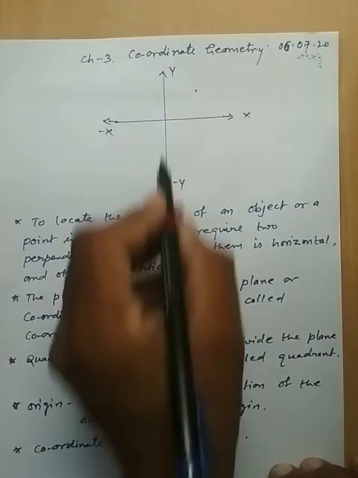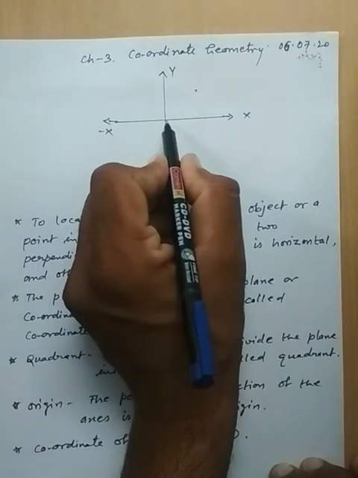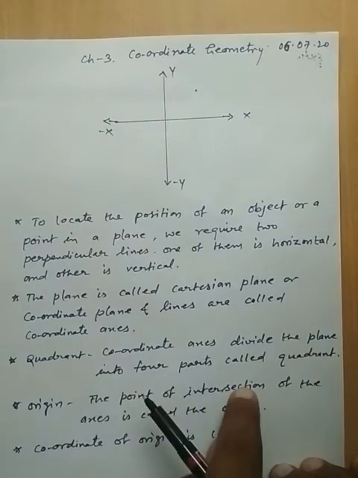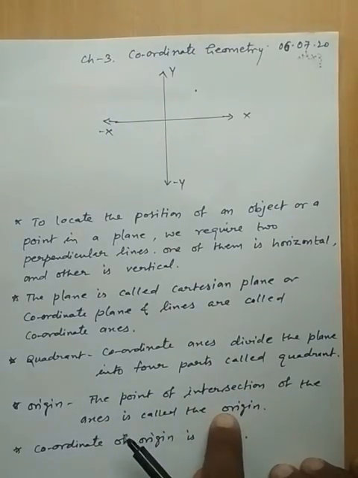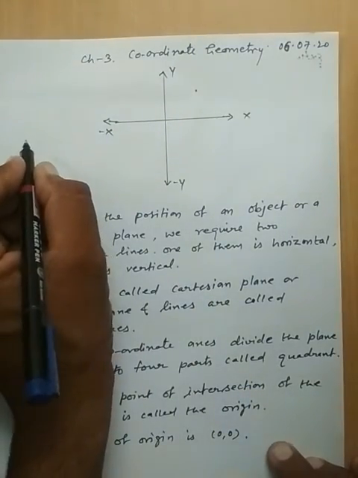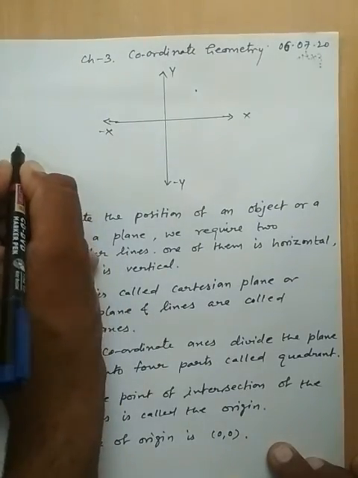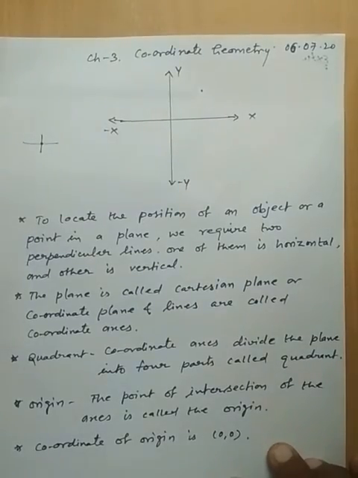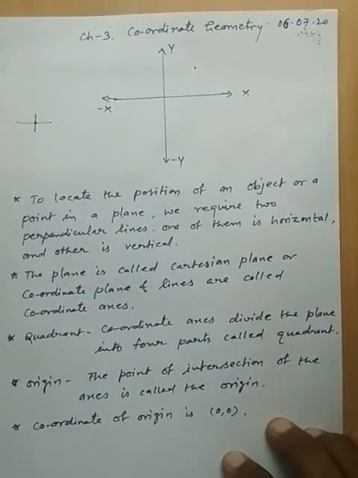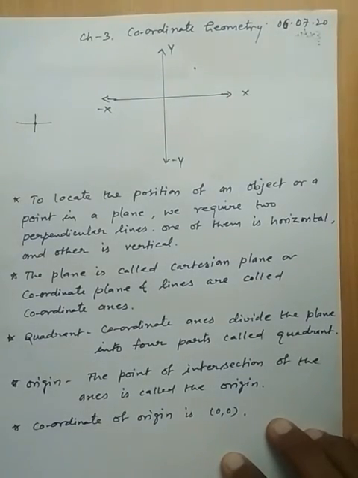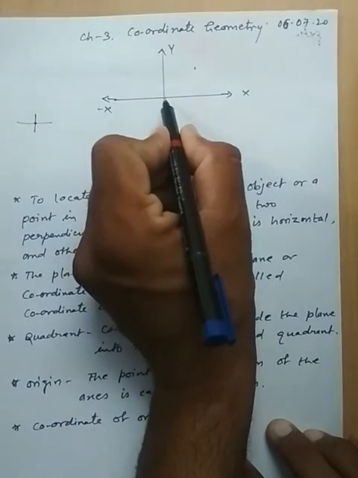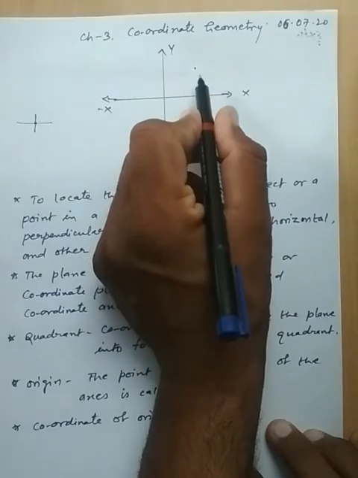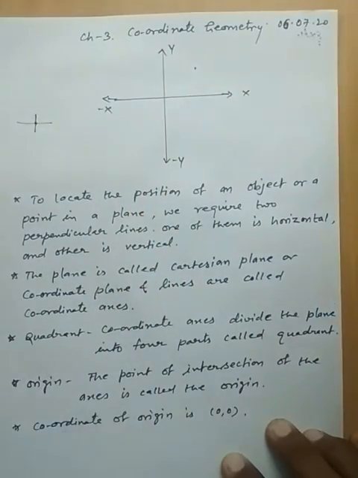Next point is the origin. What is the origin? The origin is the meeting point of these lines. The point of intersection of the axes is called the origin. If we draw the horizontal and vertical line, then the meeting point of these axes is called the origin. The coordinate of the origin is (0, 0). What is the coordinate? Coordinate is the position of a point from the origin to the point in a coordinate plane.